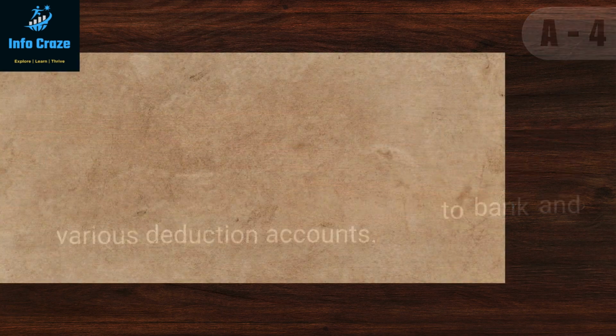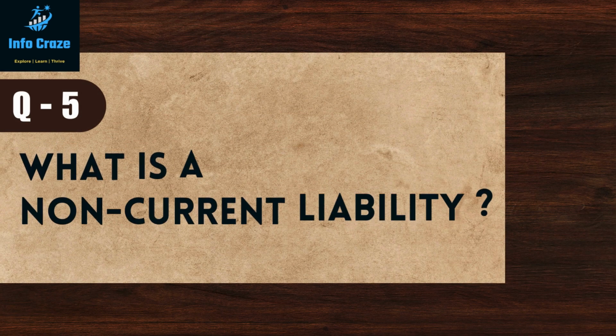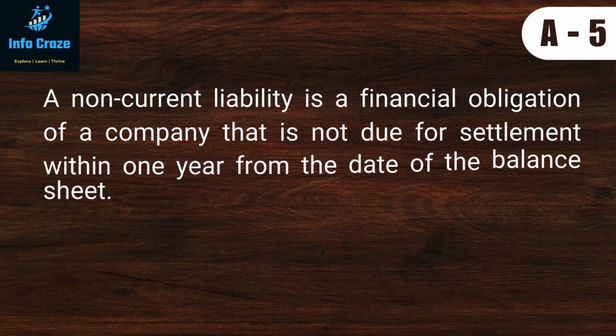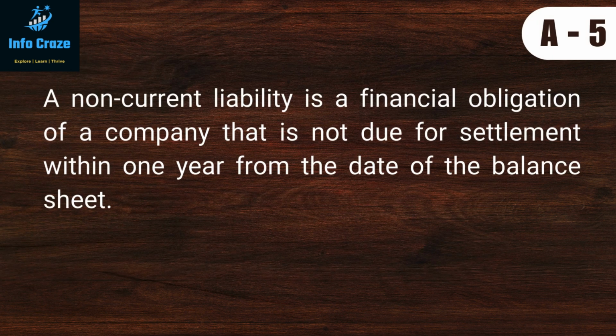Question 5. What is a non-current liability? A non-current liability is a financial obligation of a company that is not due for settlement within 1 year from the date of the balance sheet.